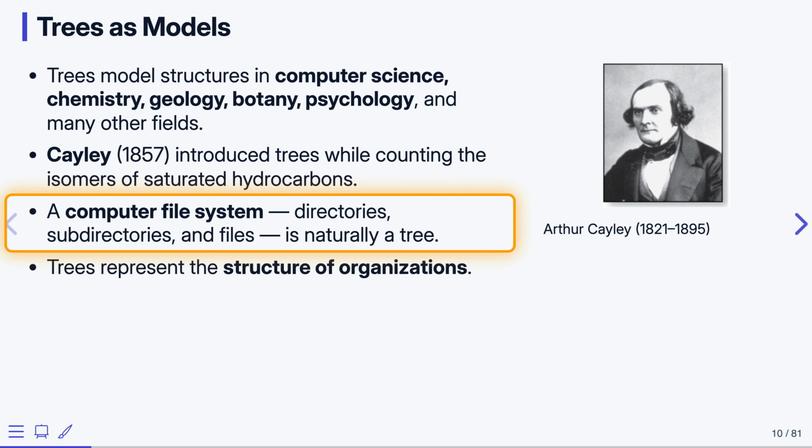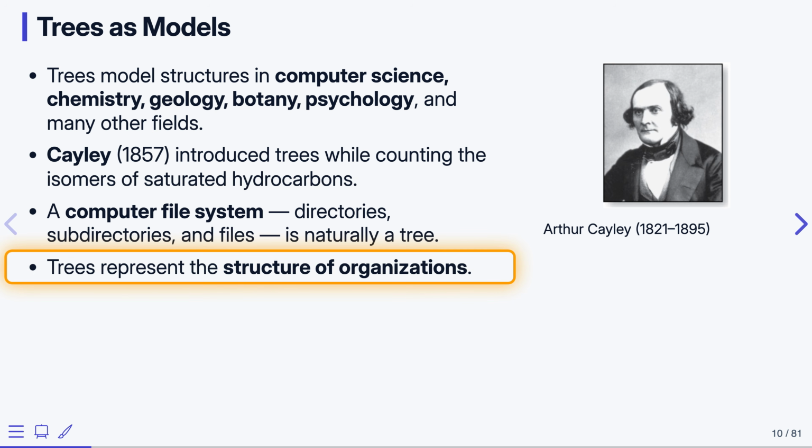Two everyday uses are worth remembering. The first one is a file system. The top folder branches into subfolders, and those hold files. That is a tree. The second one is an organization chart. The president is at the top, and branches lead down to each role. Once you see the tree shape, these all feel like the same idea.